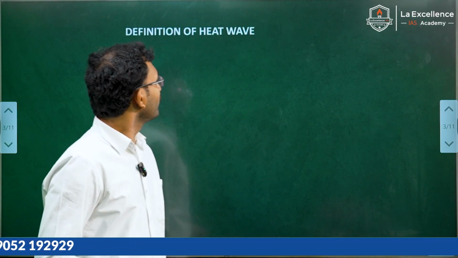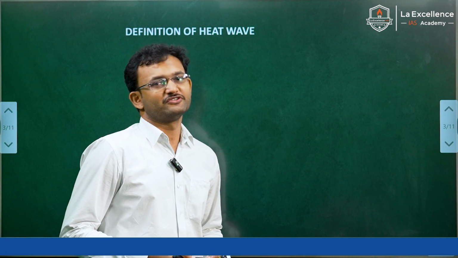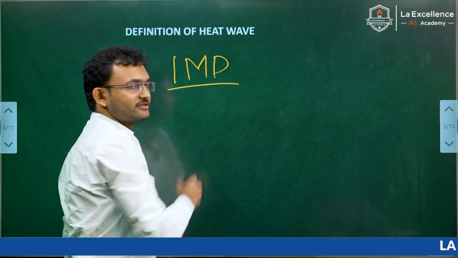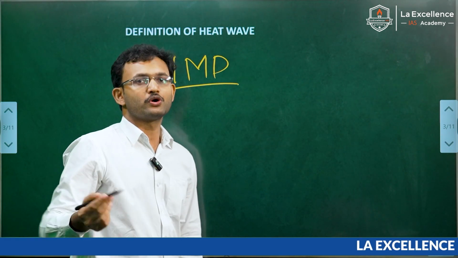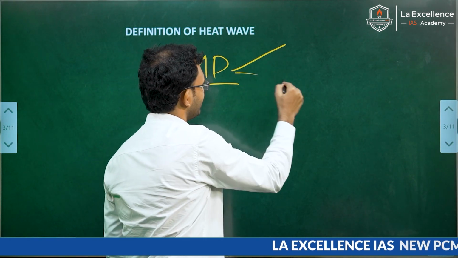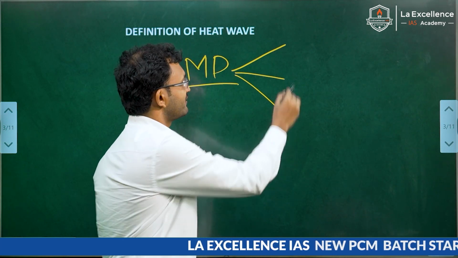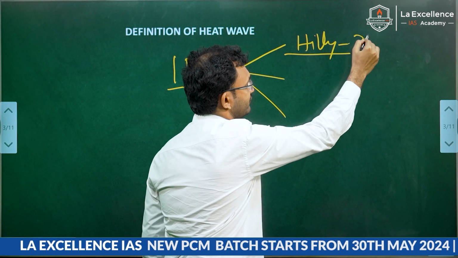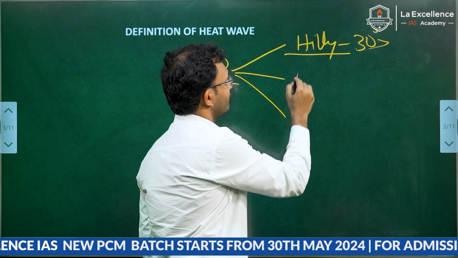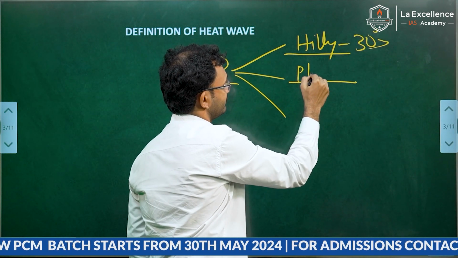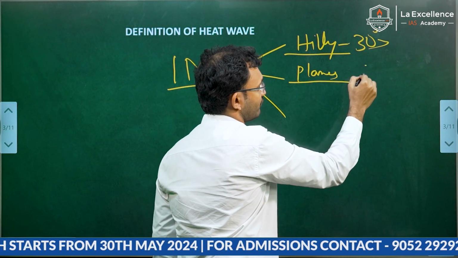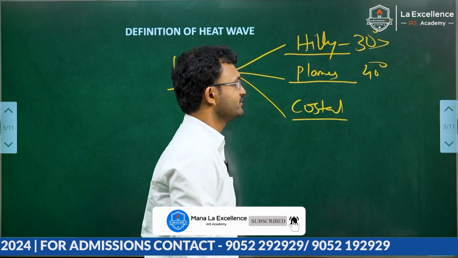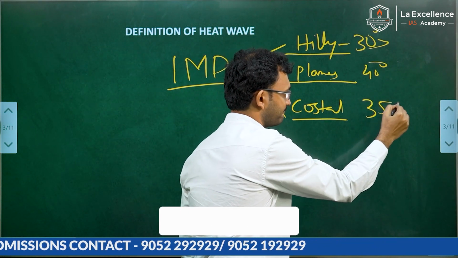So, moving forward, let's understand the definition of heat wave. As IMD, the Indian Meteorological Department, defines, it provides essentially two conditions. The first prerequisite is for three primary areas: first, for hilly areas, it is 30 degrees and above, for plains, it is 40 degrees, whereas for coastal areas, the temperatures have to range to about 35.